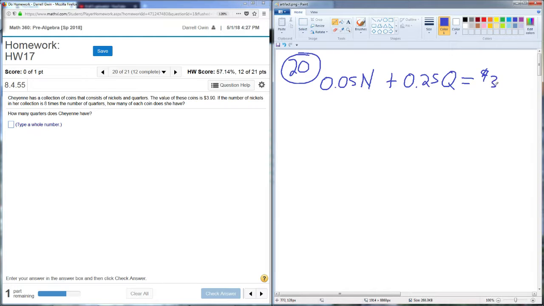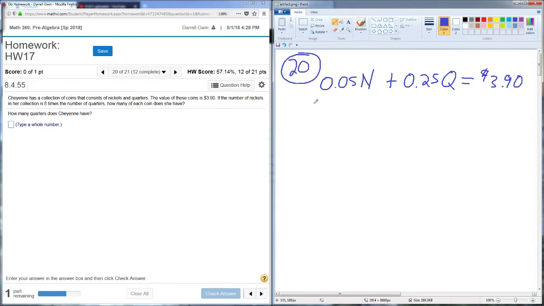In this case, $3.90. It's a really popular formula. You guys should know it. The value of each item times the number of items plus the value of each item times the number of items is equal to the total value of all of your items. Pretty much a really popular formula.